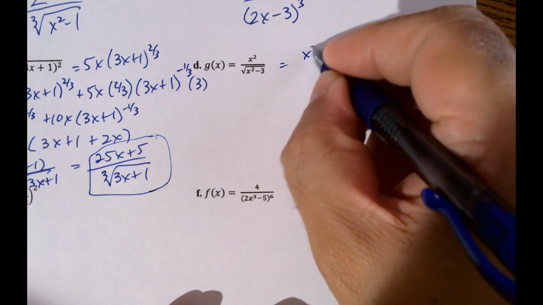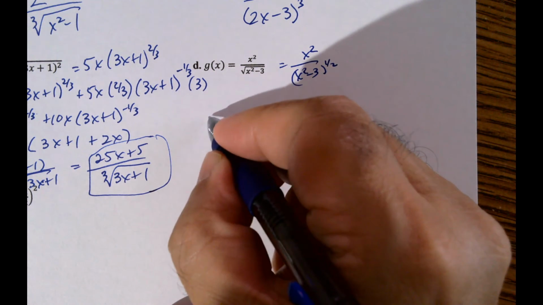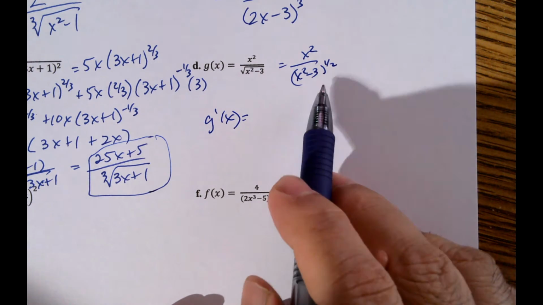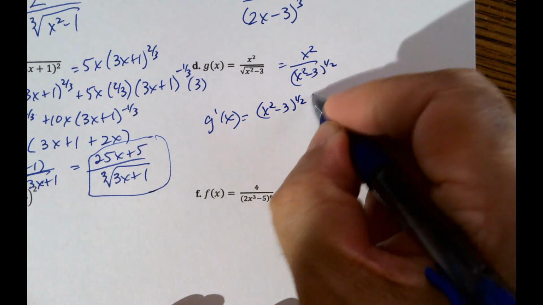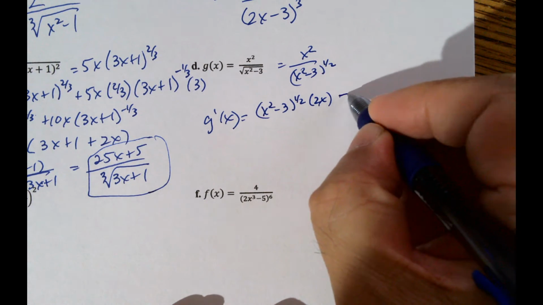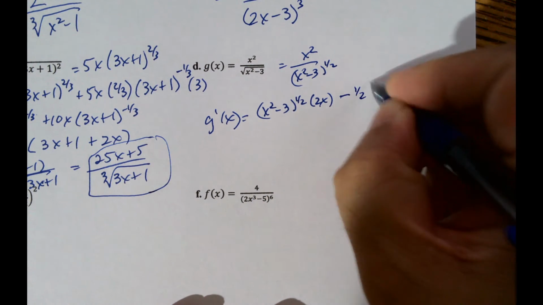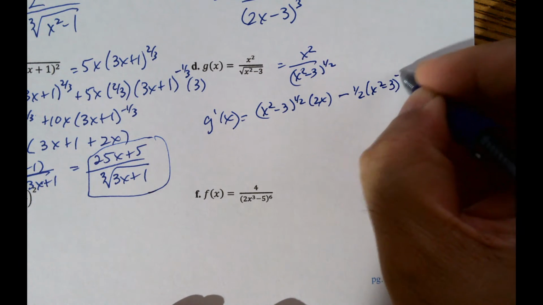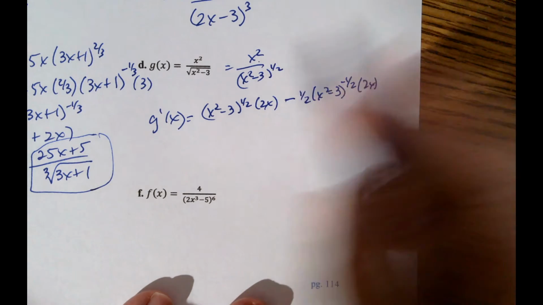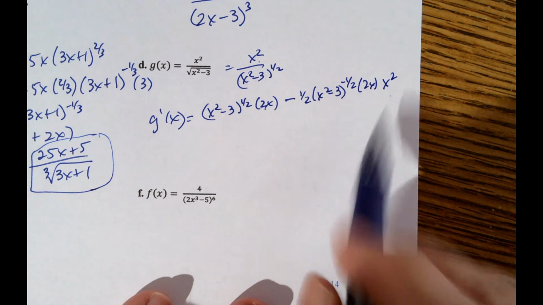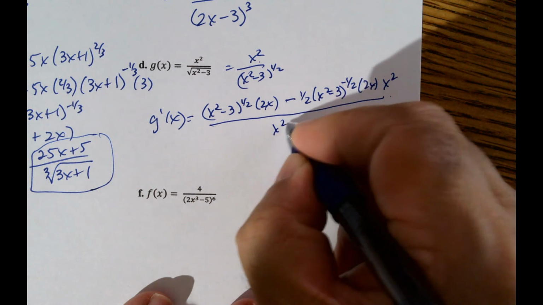I'm going to rewrite this as x squared over x squared minus 3 to the 1/2. Now take the derivative. So quotient rule, bring the denominator up: it's x squared minus 3 to the 1/2 times 2x. I'm still doing quotient rule. Now take the derivative of x squared minus 3 to the 1/2. So it's 1/2 x squared minus 3 to the negative 1/2 times the derivative of the inside, which is 2x, and then times the x squared, the numerator, over the denominator squared. I'm squaring the square root, so it's just x squared minus 3.